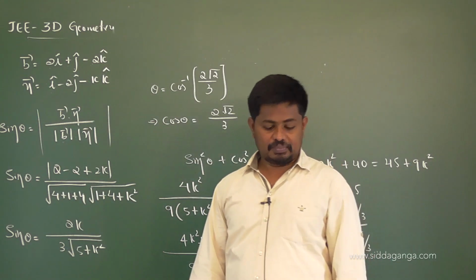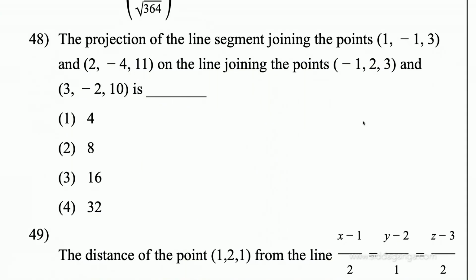Okay, let me move to 48. The projection of the line segment joining 1 minus 1 3, 2 minus 1 4, 2 minus 4 11 on the line joining minus 1 2 3 and 3 minus 2 10. Again, we have solved the same type of question, question number 23, in the last session. Please refer to that. First 2 points we take AB, second 2 points CD. Projection of AB on CD is given by AB dot CD divided by magnitude of CD. So you get option 2, that is 8. Answer is 8 for this.